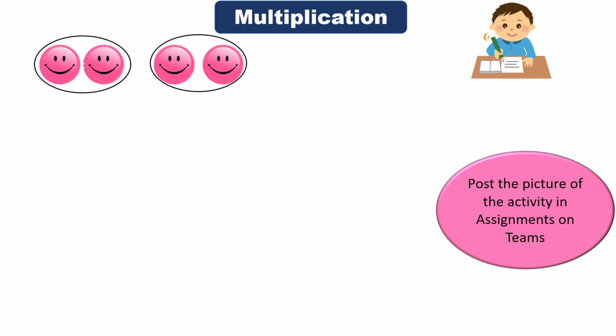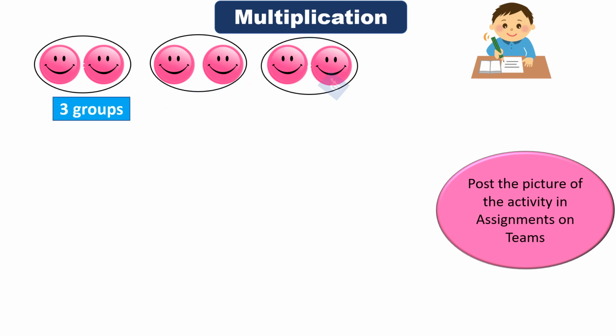Then you have to stick one more smiley over here and another smiley just near to this smiley and put a string over them also. So here what have you made, children? You have made three groups of two smileys in each, right? You all can see that there are three groups formed and there are two smileys in each group. So let's write it, three groups of two smileys in each.